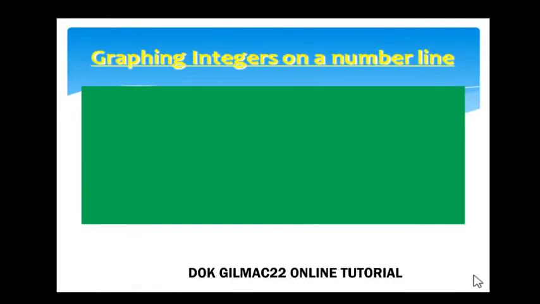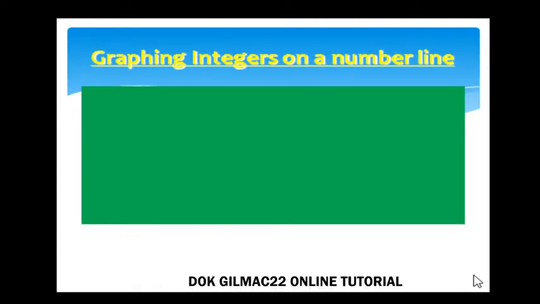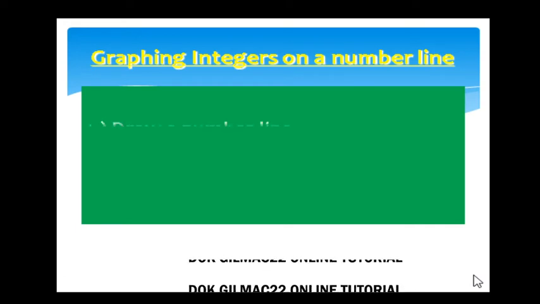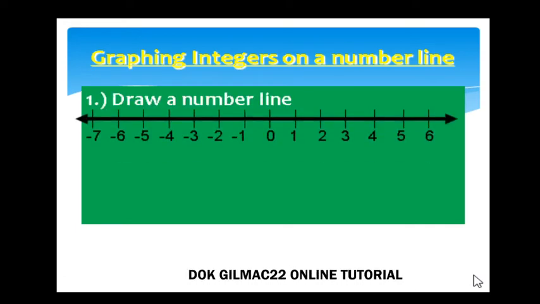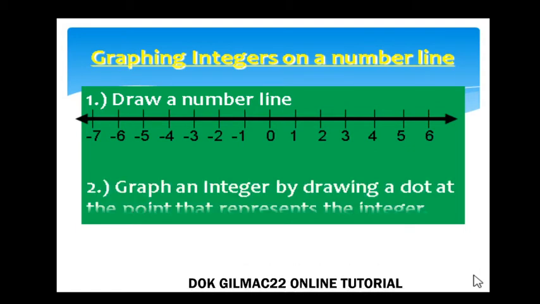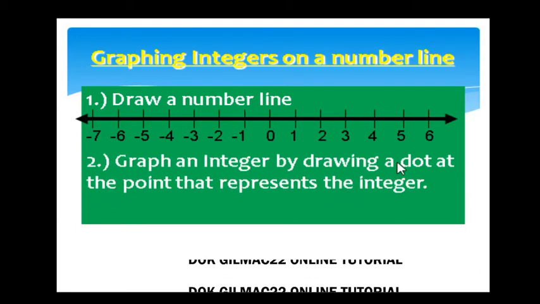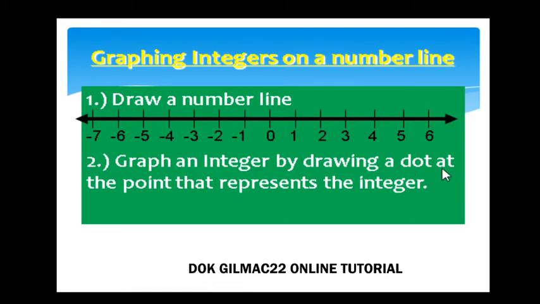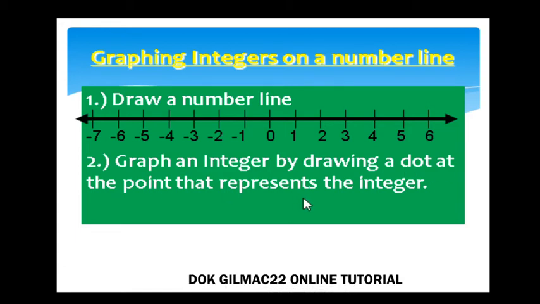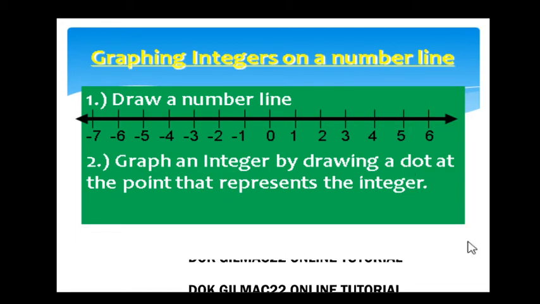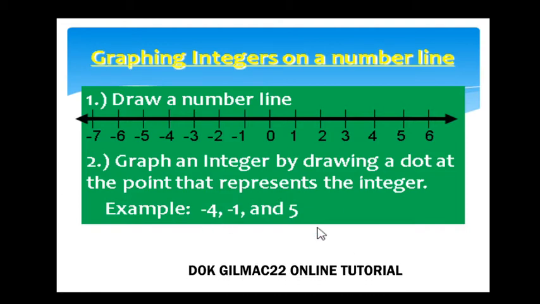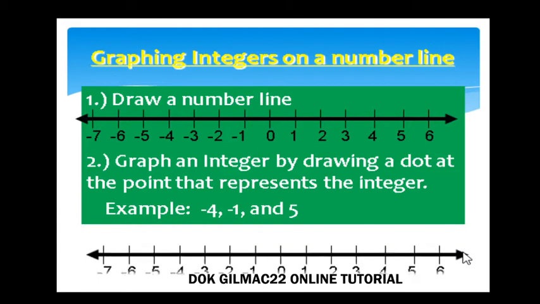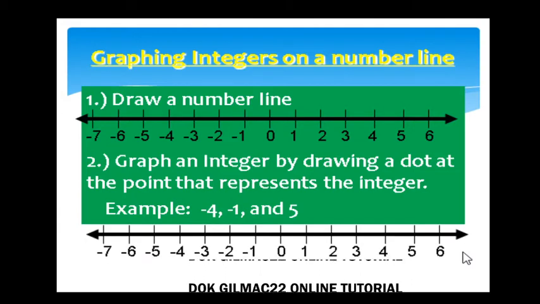Now, how do we graph integers on a number line? So, here's how to graph. First, we must draw a number line. And then, graph an integer by drawing a dot at the point that represents the integer. Let's have an example: negative 4, negative 1, and positive 5. So, let's plot in the real number line.